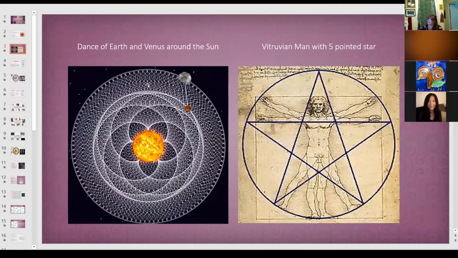Okay, here's another picture of the dance of Earth and Venus around the sun. There's the sun, Earth over there, and Venus there. And here's our Vitruvian man with the 5-pointed star overlaid on top. We'll talk more about that later.